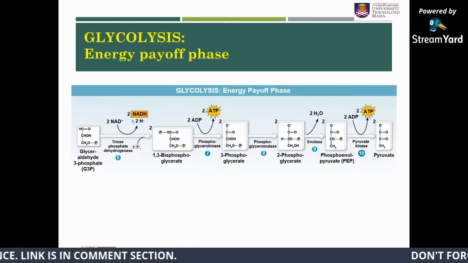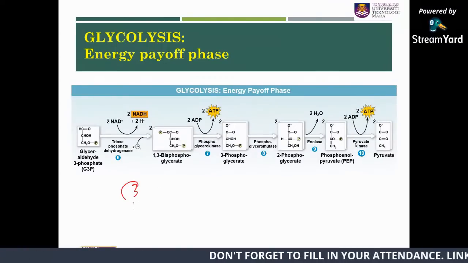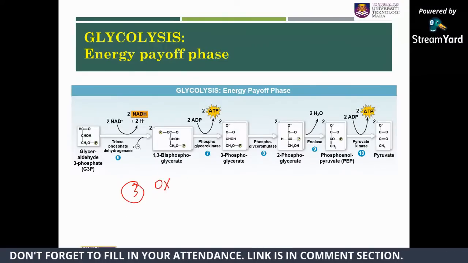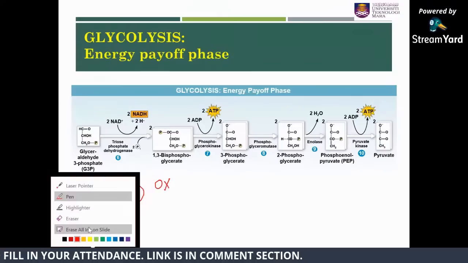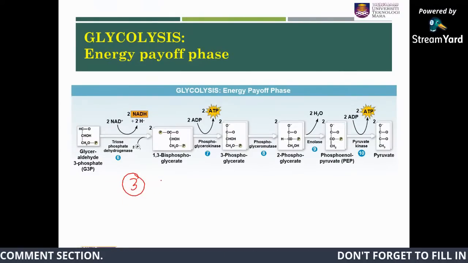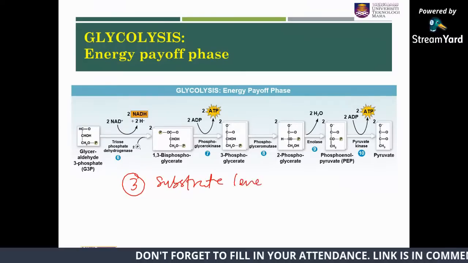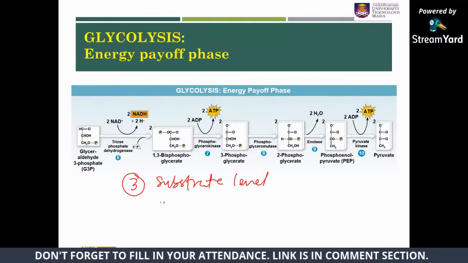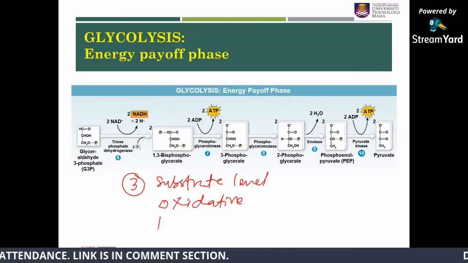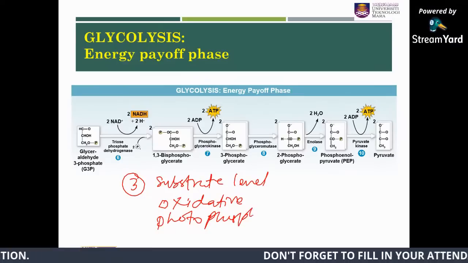Okay, so basically we have three types of phosphorylation. One is substrate level. Second one is oxidative phosphorylation. The third one is photophosphorylation.